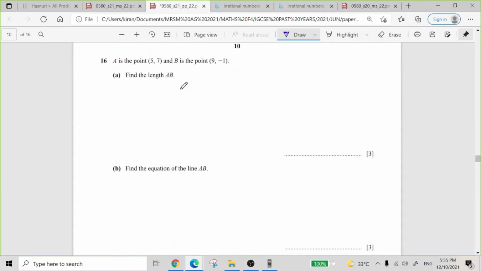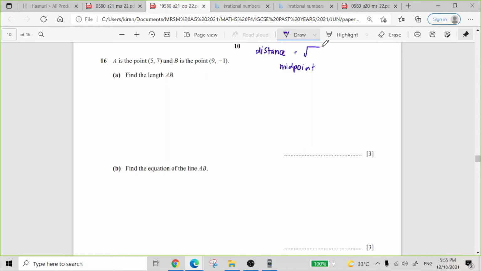A is (5, 7) and B is (9, -1). Find the length of AB. So please memorize the formula for distance. This one is important, distance, and also the formula for midpoint, because these two formulas are not given in your examination. Please memorize them.